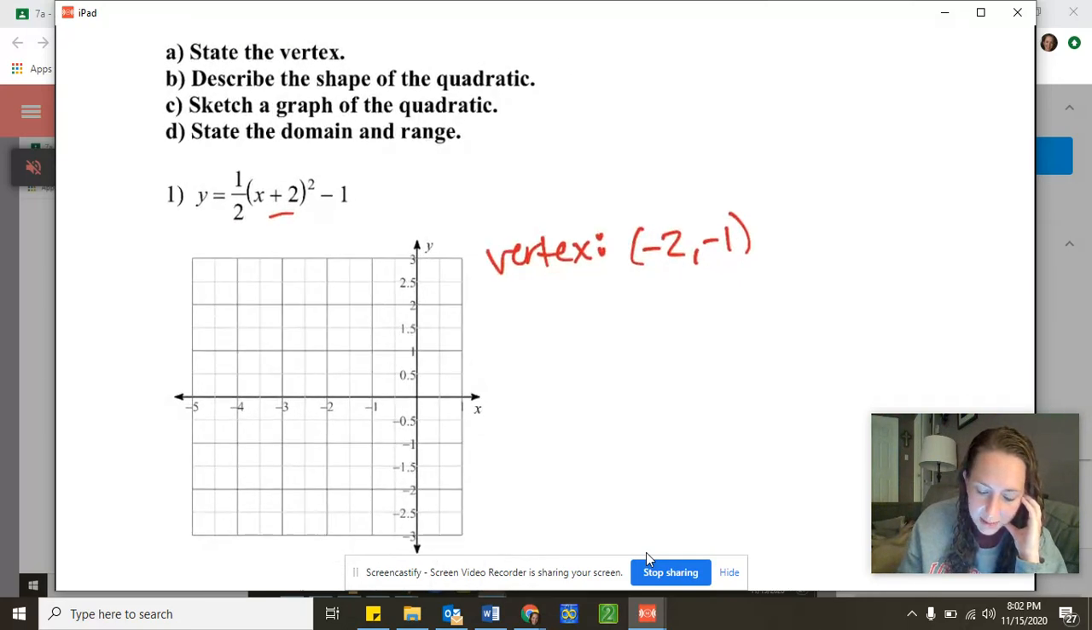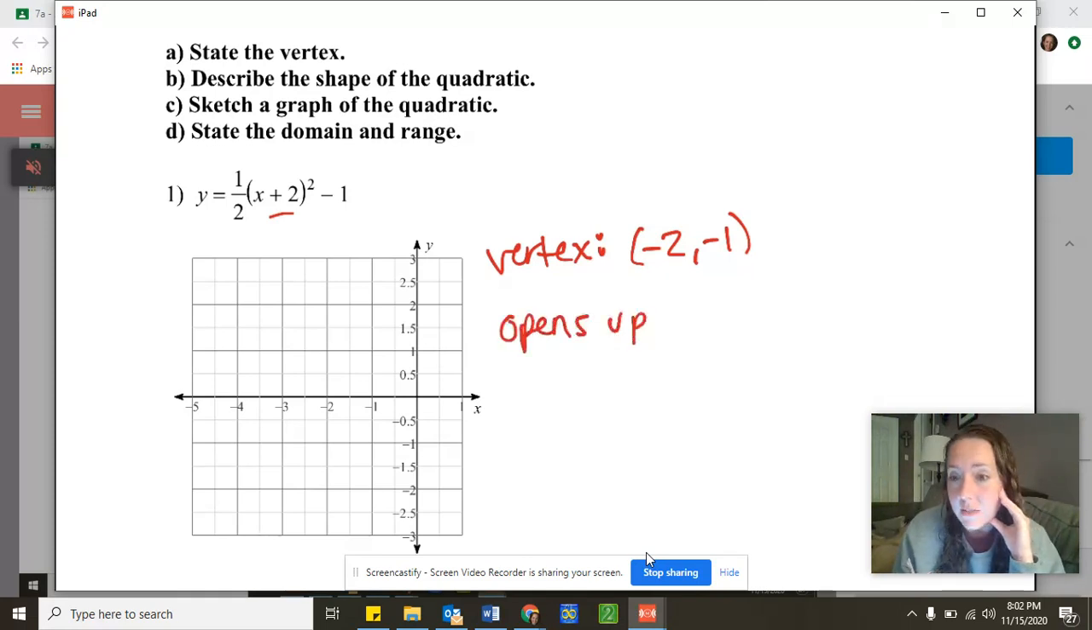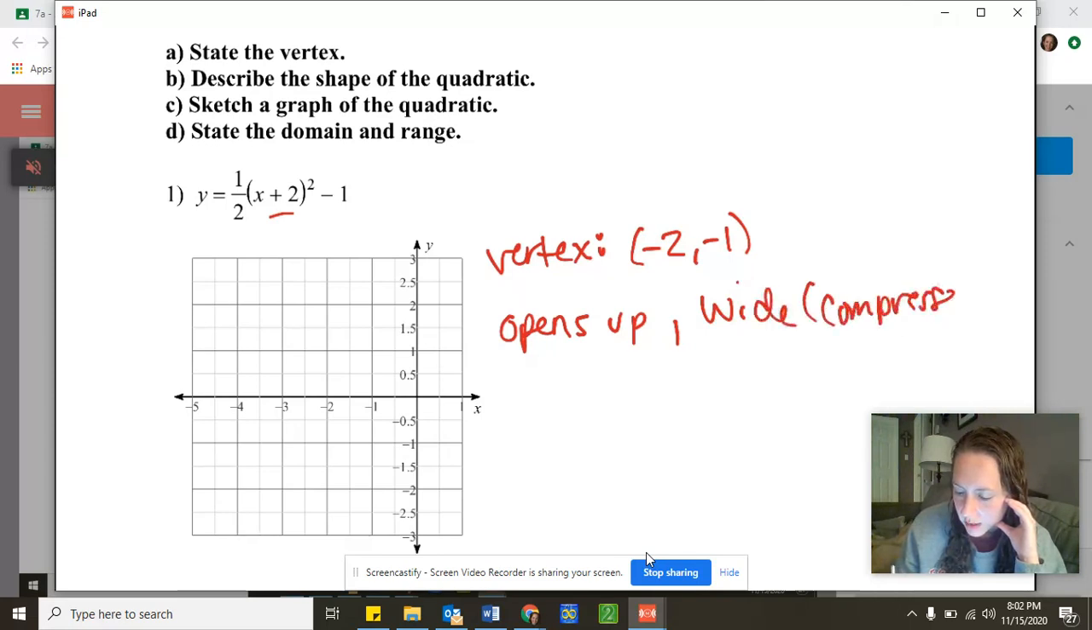It says describe the shape of the quadratic. Well, we know that it opens up because A is positive, and A is 1/2, which is in between 0 and 1. So it is wide or compressed. Either word works. You don't have to write both.